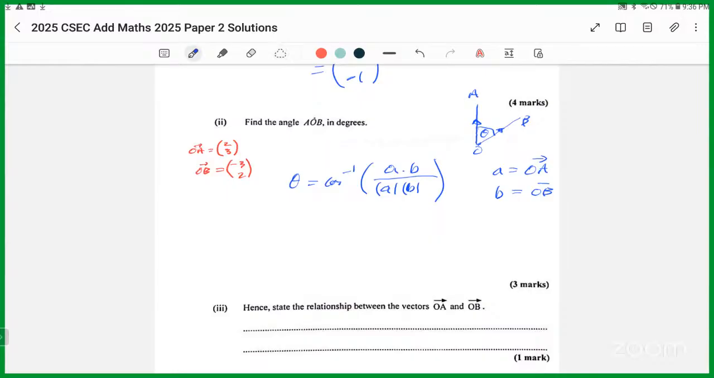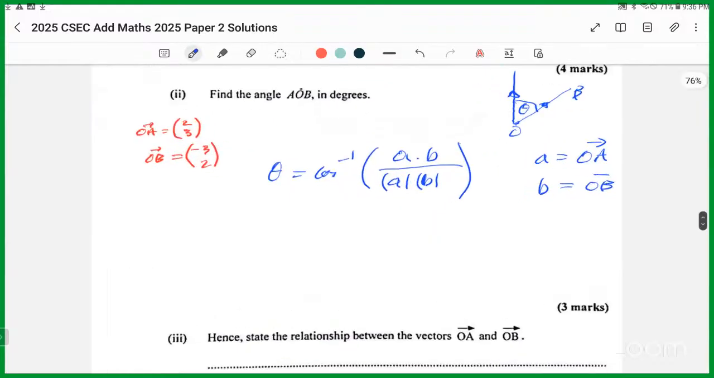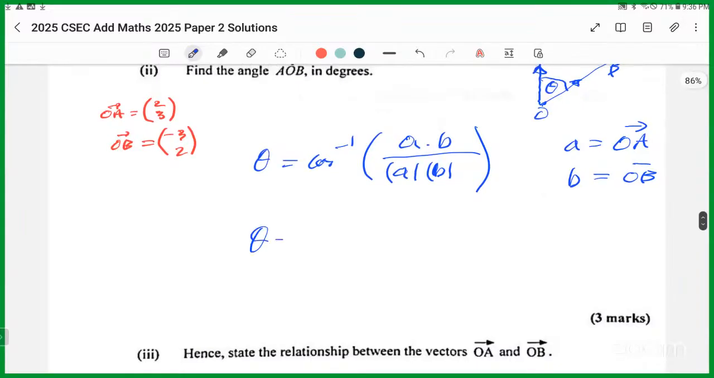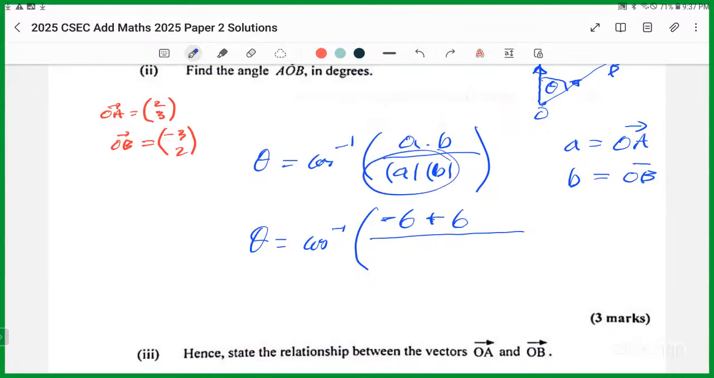All right. Now that's all in front of us. We can say theta equals cos to the minus 1 of the scalar product. Now these two, we multiply these two values first: negative 6. And then multiply these two values, 3 times 2, that's 6. That's a 0 now. It's a 0 in the numerator. So the angle is 90 degrees, because the scalar product is 0.